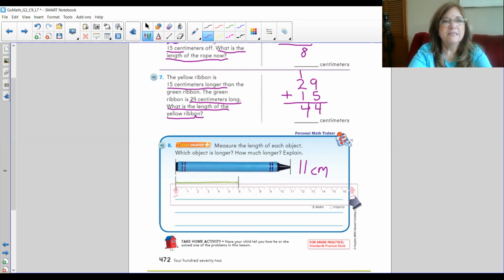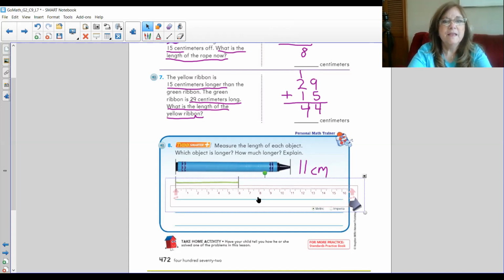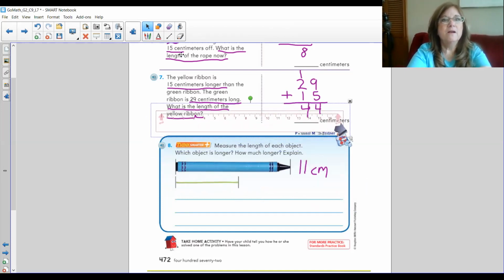Okay, and then I want to take the ruler and line it up with the little string, and it ends up being about 6. Hopefully that's what you got too for your answer. Move that up there, and just so we remember, we can write a little 6 centimeters right next to the string.